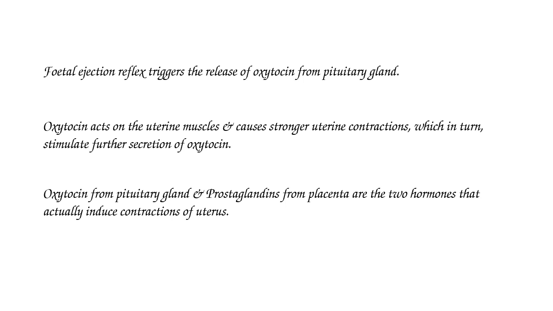Oxytocin acts on the uterine muscles and causes stronger uterine contractions, which in turn stimulate further secretion of oxytocin. So the first initial mild uterine contraction is developed by the fetal ejection reflex, that is by the fully developed fetus and placenta. Once oxytocin is released from the pituitary gland, it stimulates further secretion of oxytocin. That's why this hormone is also called the birth hormone. Oxytocin from the pituitary gland and prostaglandins from the placenta are the two hormones that induce contractions of the uterus.